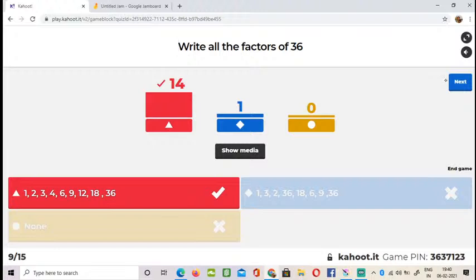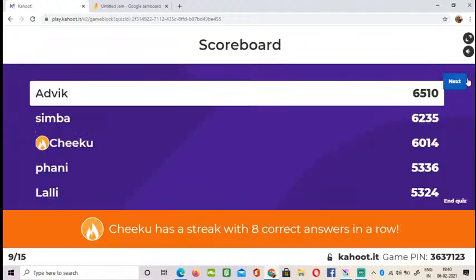So these: 1, 2, 3, 4, 6, 9, 12, 18, and 36 are the factors of 36. That's so cool. So now let's see the scoreboard. So Lally has come to the fourth place, good, and that's the same. But Chico has a streak with 8 correct answers in a row. Good. So now let's move to the next question.